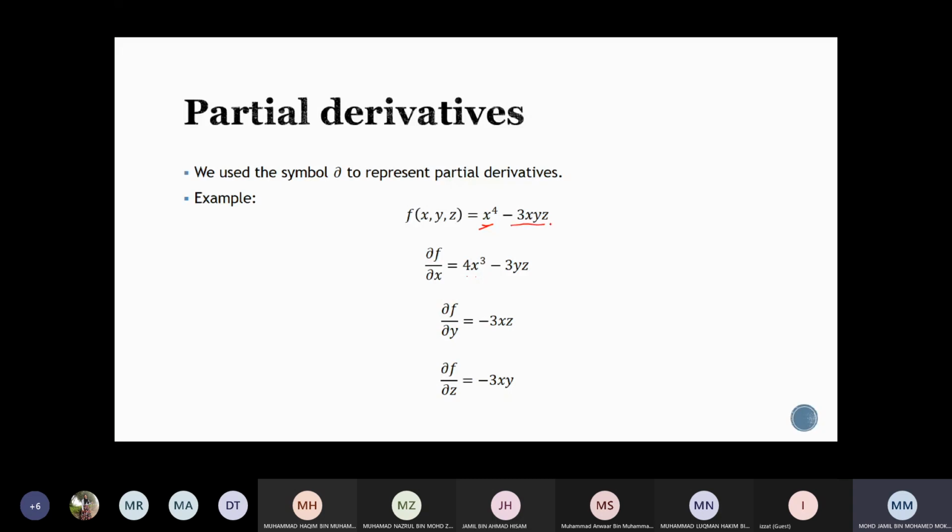And then look at the second term, minus 3xyz. You have x here, but there are two more variables, y and z, so we can assume y and z are constants. So it's like 3yz times x. When you differentiate this, you get 3yz times the derivative of x, which is 1, so you end up with 3yz.